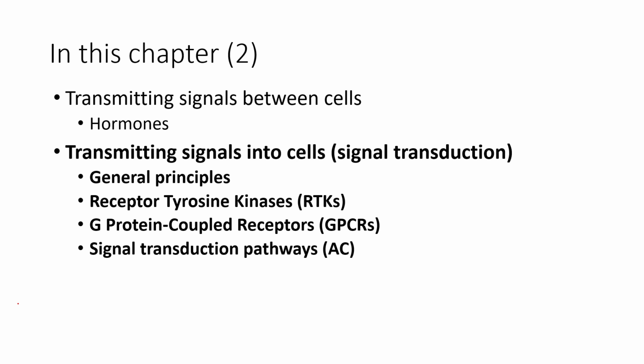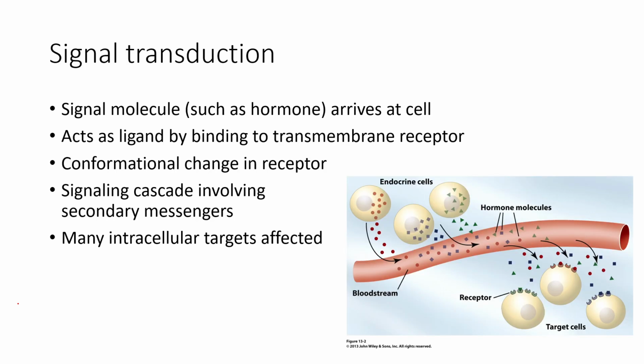Then we'll move on to a couple of examples including receptor tyrosine kinases, or RTKs, and G-protein coupled receptors, or GPCRs, and finally we'll move on to some of the signal transduction pathways, with our one example being the AC pathway. So first, let's talk about some of the general principles of signal transduction.